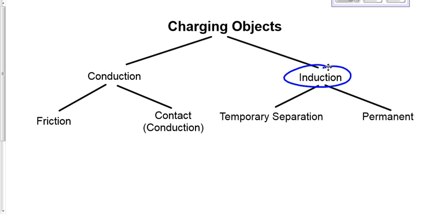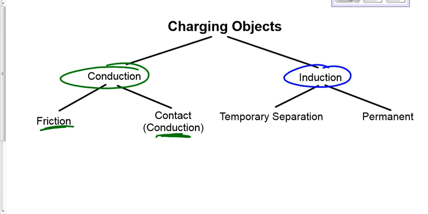Now, conduction is the other way we charge objects. Conduction doesn't always involve two objects touching, but it usually does, and it does always involve a charge transfer from one object to another. So, if you get the object doing the charging transferring charge, it's got to be conduction. If you get two objects touching each other, it's got to be conduction. If you get two objects not touching each other, it's probably induction, but it still could be conduction, because conduction doesn't always involve a charge transfer. We break conduction down into two subcategories, friction and contact, which we sometimes just call conduction.